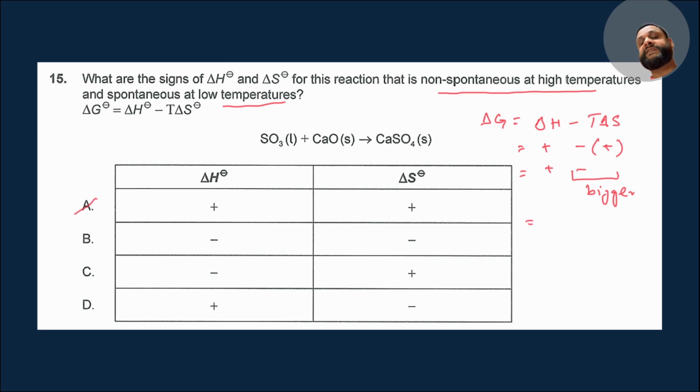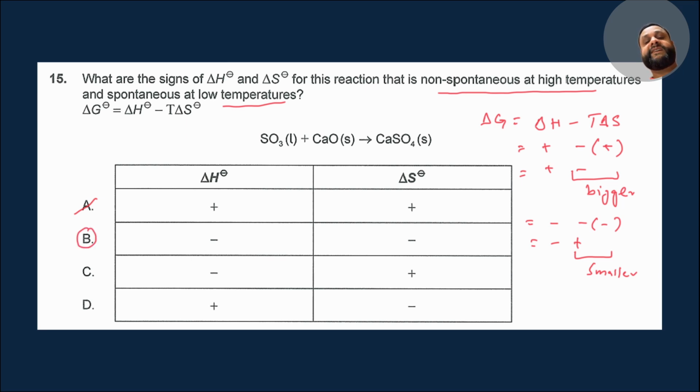So it is exothermic, so delta H is minus, and there's a decrease in entropy, so minus and minus give us plus. And we want this reaction to be spontaneous at low temperature. So we want this factor to be smaller, and that is possible at low temperature. When temperature is low, T delta S will be lower, and delta H, which is negative, will be bigger. Hence B is the correct answer.